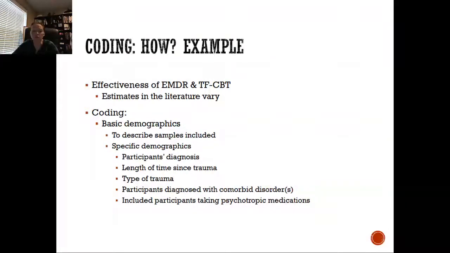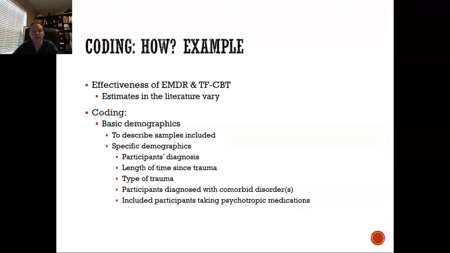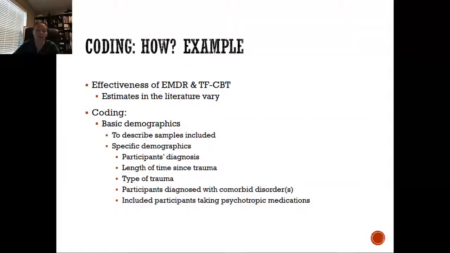It would also be helpful to know what type of trauma the participants experienced, whether or not they were diagnosed with any comorbid disorders, and if any of them were also taking psychotropic medications at the time of receiving either EMDR or TFCBT treatment. So all of these specific demographics would actually be really critical aspects to be able to look at as potential contributing factors if there is inconsistency across the effect sizes. So coding for these, you'd be able to potentially look at those factors.